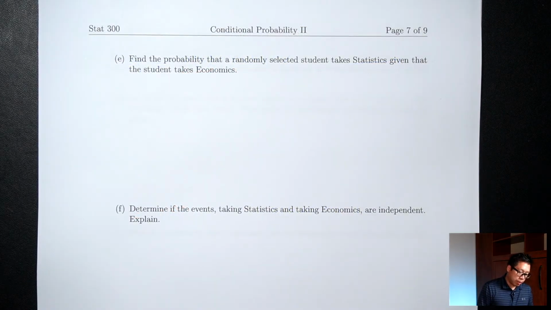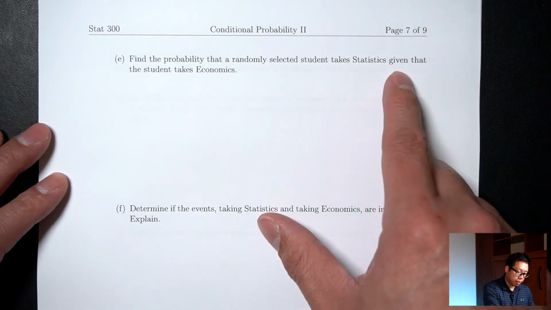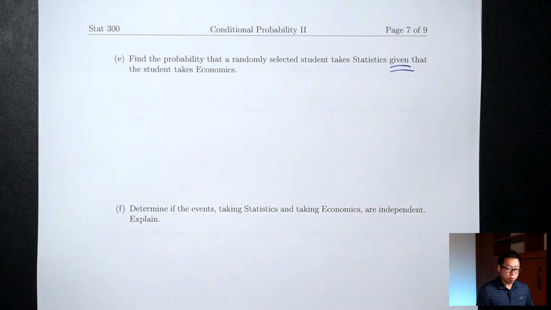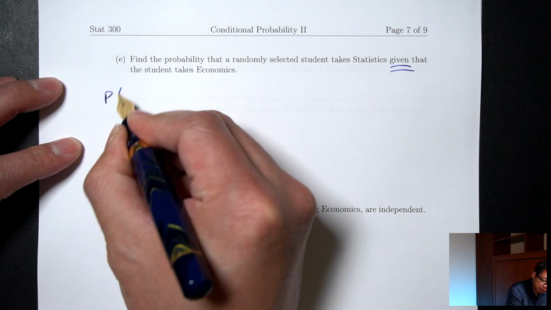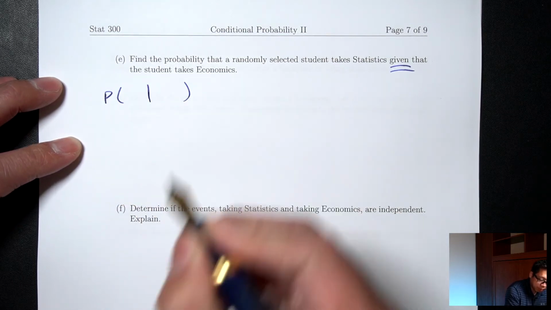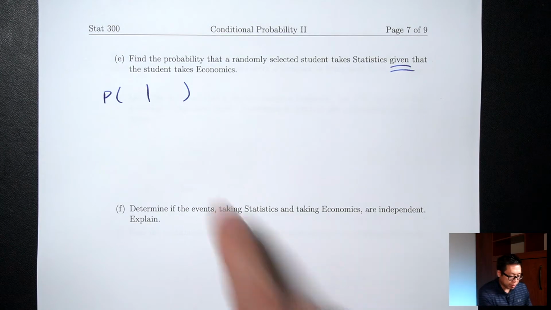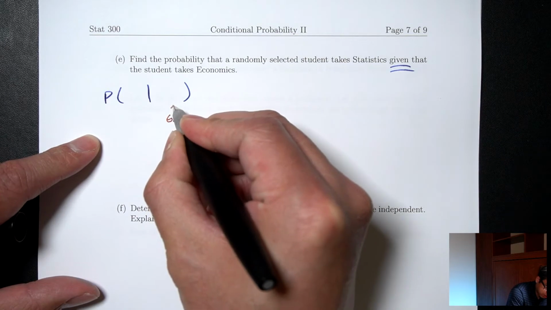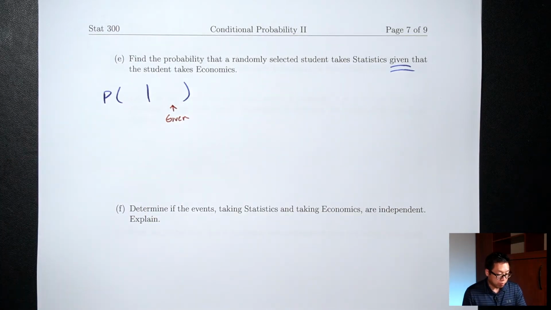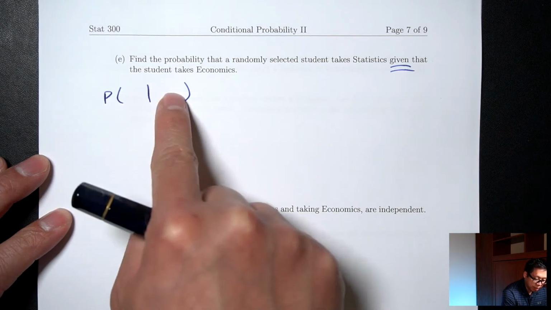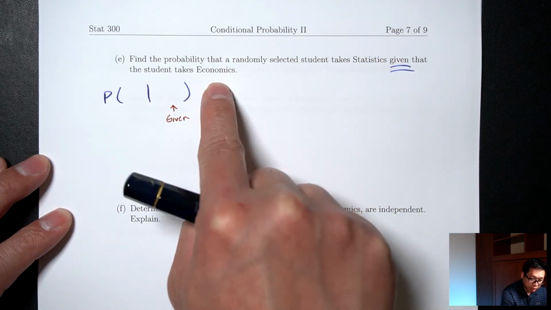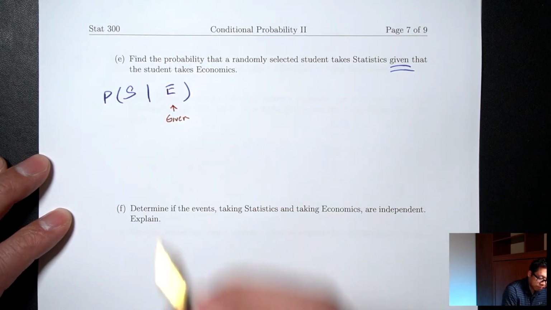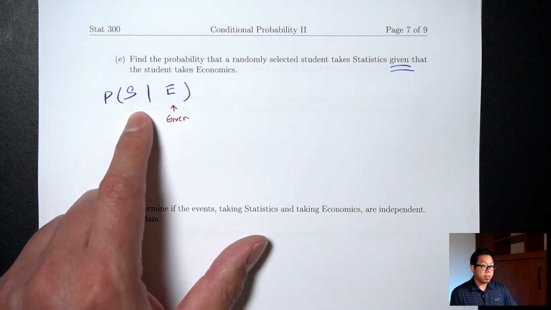Part E, find the probability that a randomly selected student takes statistics given that the student takes economics. All right, so I see the word given. That means that this is going to be a conditional probability. So it's going to be something given something. And remember, the second slot is the given part. So are we looking for S given E or E given S? Given economics, so economics is the given part. So that goes right here, which means the S goes here. So we're looking for probability of S given E.